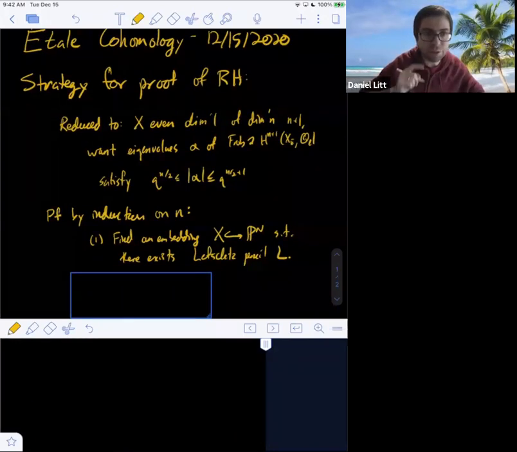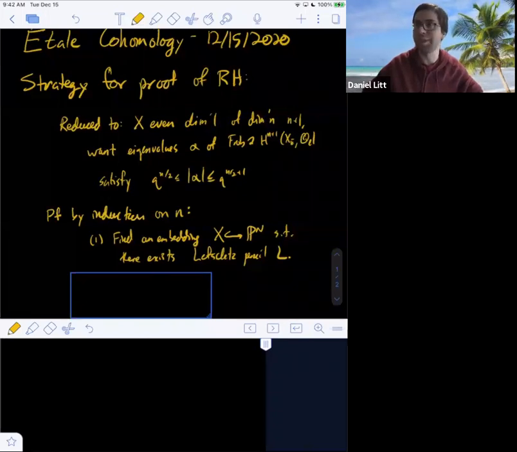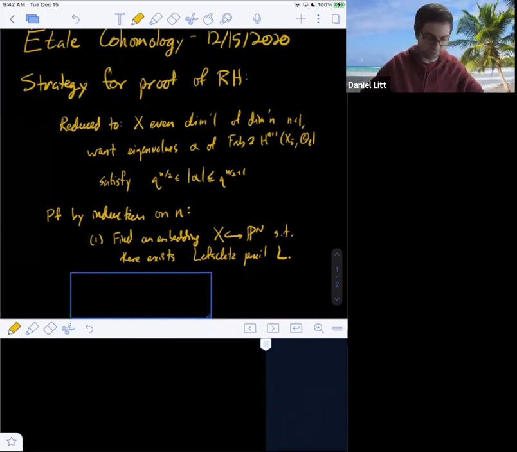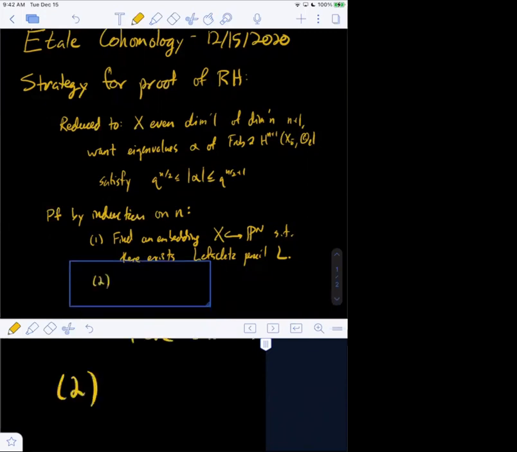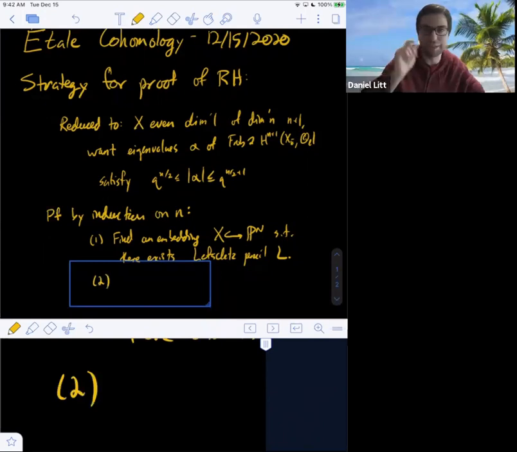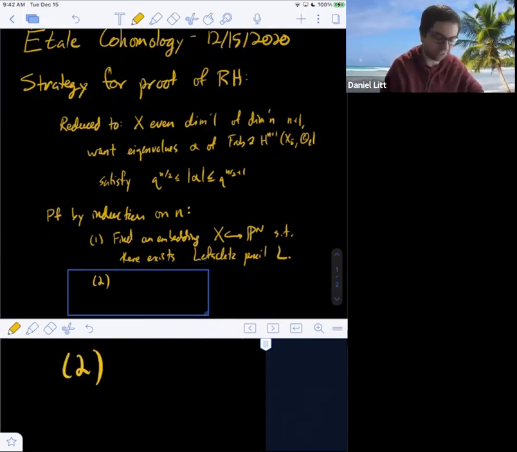And Jose asks, are you all seeing what he is writing? So I stopped writing after "such that there exists a Lefschetz pencil L." So does everyone see that? Okay, great. Okay, so then step two. So sorry, I was just sketching it verbally, since this is not the interesting part of the argument.